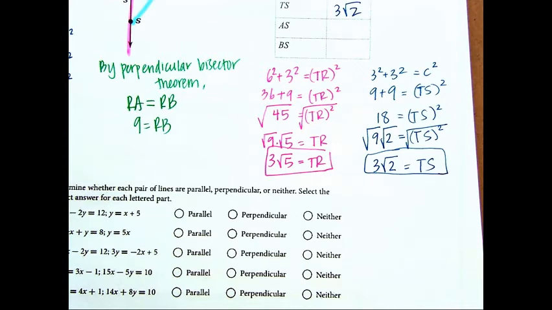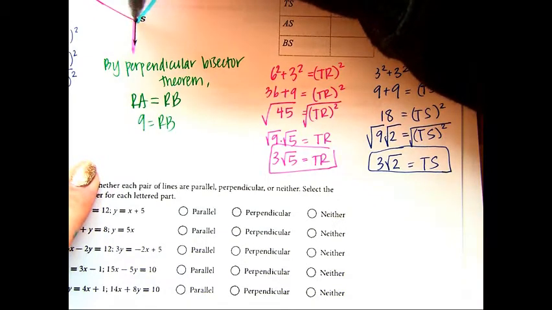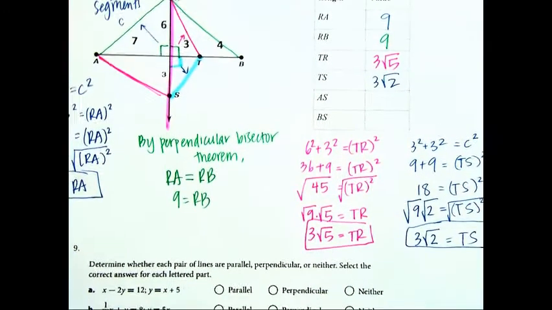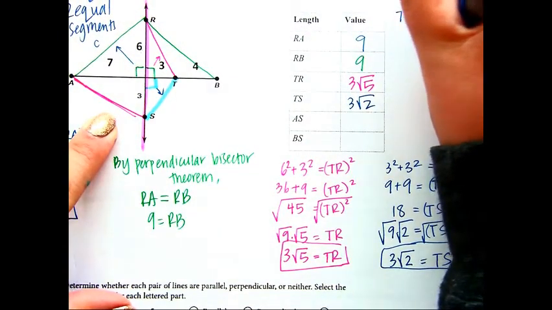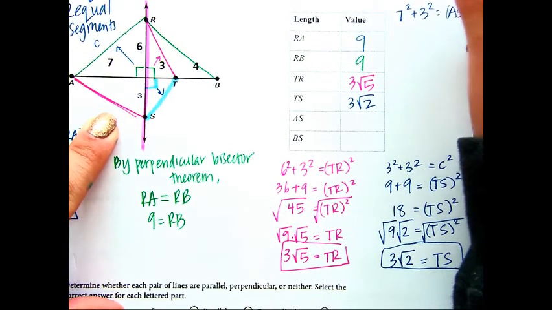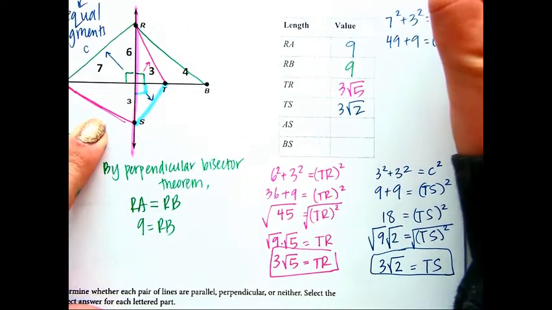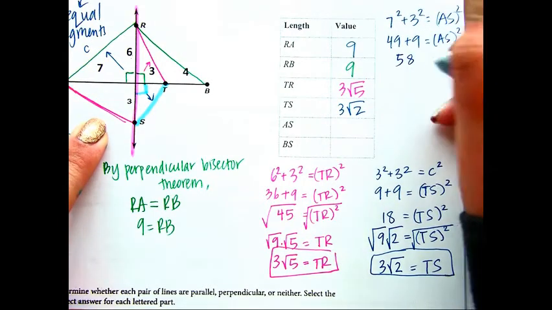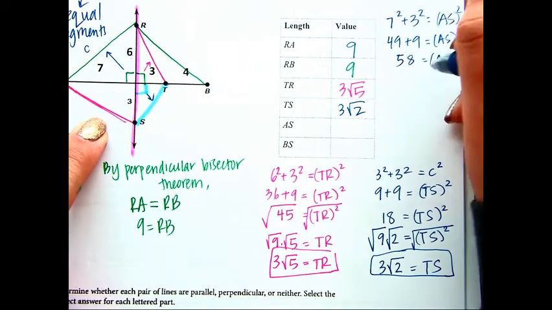AS creates the segment here, where one of my legs is 7 and the other is 3. I don't think I've done that combination yet. Let me do that up here. So AS gives us 7 squared plus 3 squared equals AS squared. 49 plus 9 equals AS squared. This gives me 58 equals AS squared. And I'm going to take the square root of both sides.